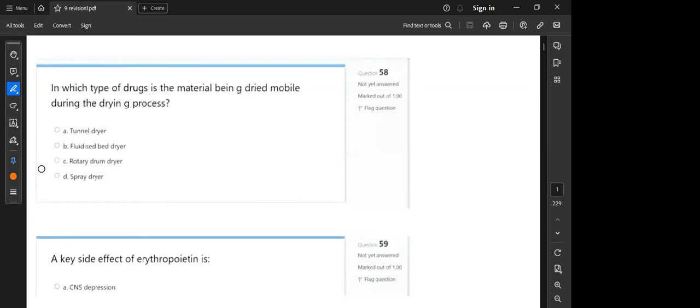In which type of drugs is the material? A key side effect of erythropoietin is... I've moved on to the next question because that question seems to changanya people. So let's move to the next question. George ashatujibu. A key side effect of erythropoietin is hypertension.